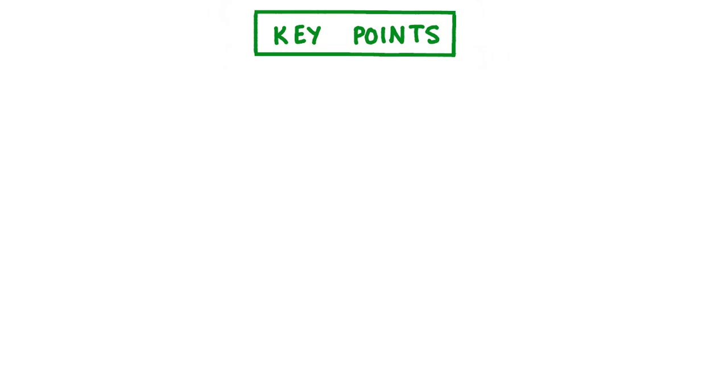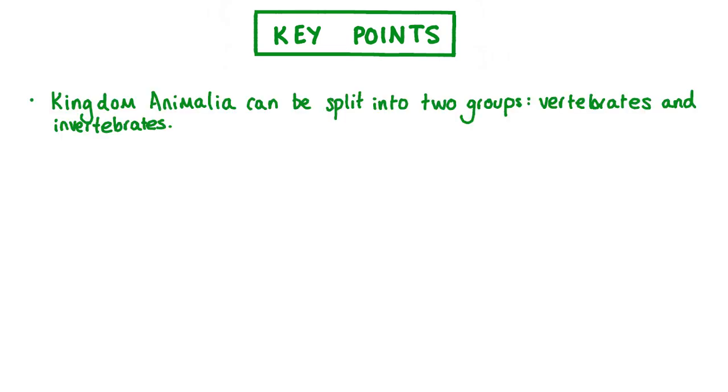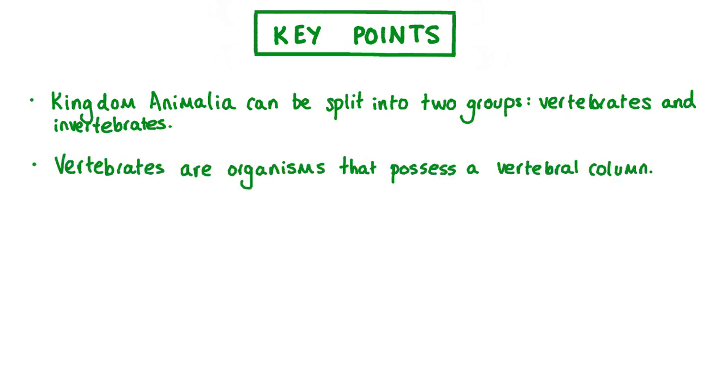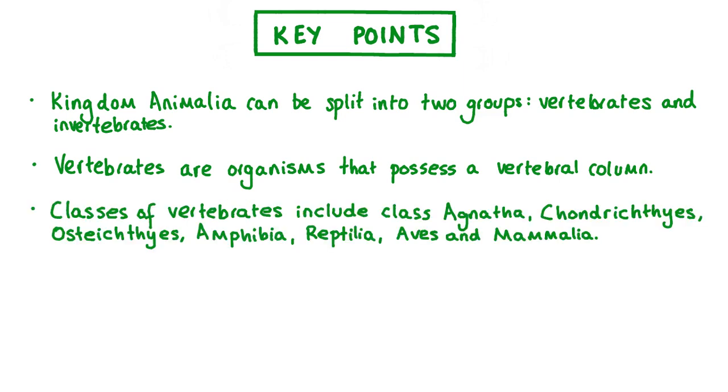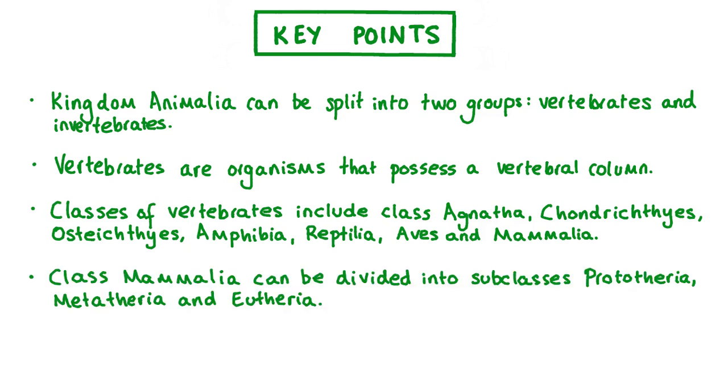Let's review the key points that we've covered in this video. Kingdom Animalia can be divided into two subphyla, vertebrates and invertebrates. Vertebrates are organisms that have a vertebral column, otherwise known as a backbone. We looked at the different classes of vertebrates, including the 3 classes of fish. We also saw how class Mammalia can be divided into subclasses according to their methods of reproduction.